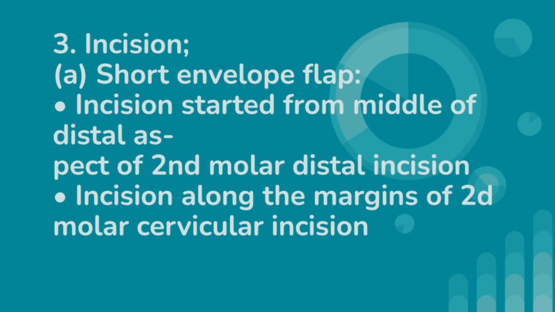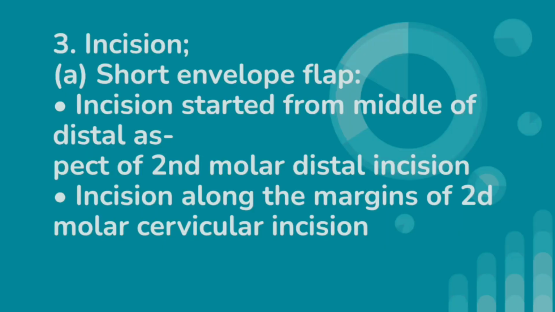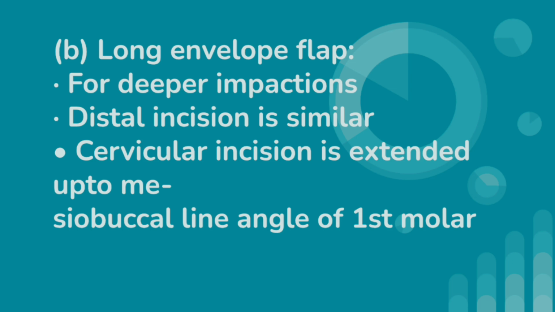Then you will put the incision; there are different types. Short envelope flap: here the incision starts from the middle of the distal aspect of the second molar, then the distal incision of the second molar, then an incision along the margins of the second molar, the cervical incision. So this is how it looks. We'll start the incision from the middle of the distal of the second molar. Next, for different cases you can give different incisions.